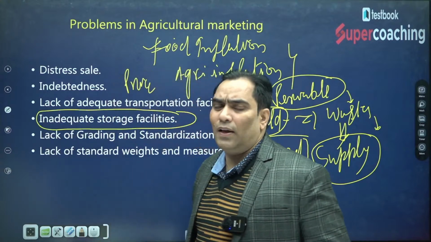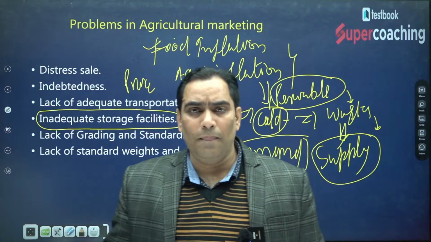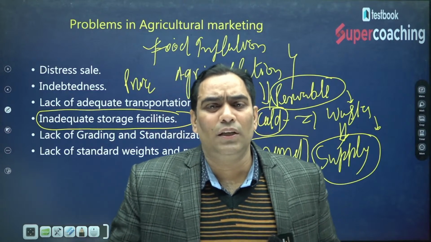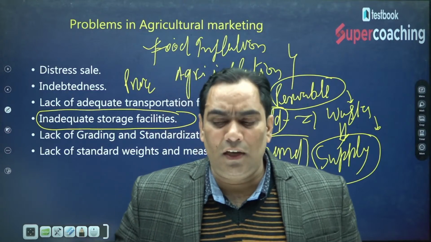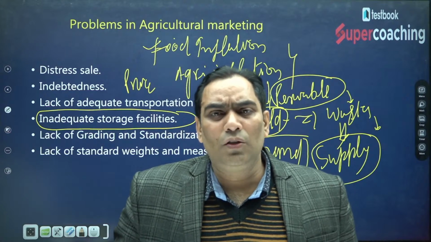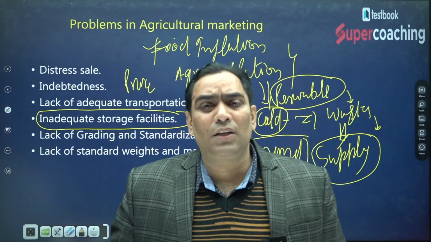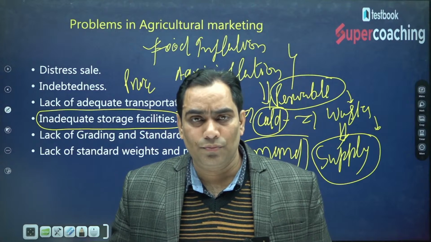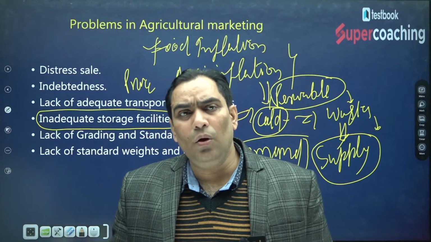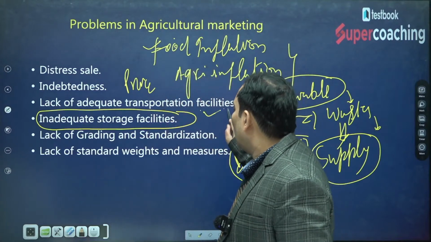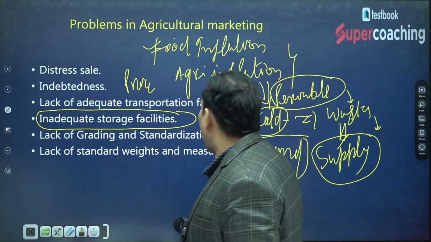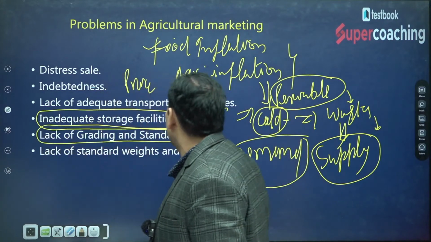So this is one of the reasons for food inflation: inadequate cold storage facility and warehouse facility. Because of this, there is going to be wastage of the agriculture produce. Not only this was the problem, there was also a lack of grading and standardization system.